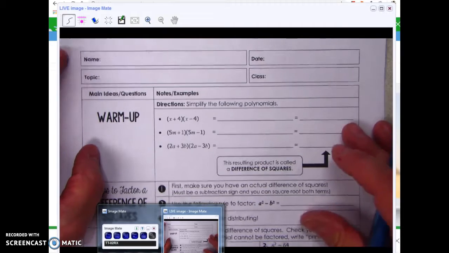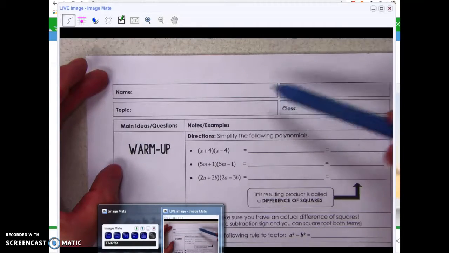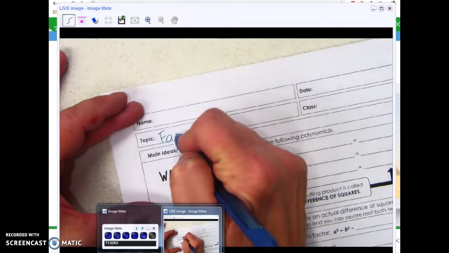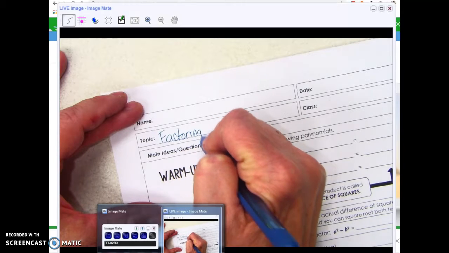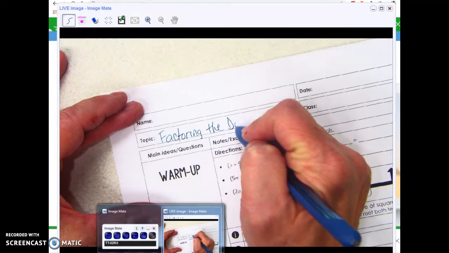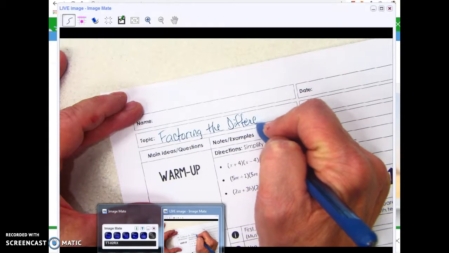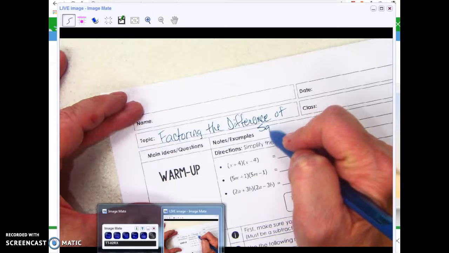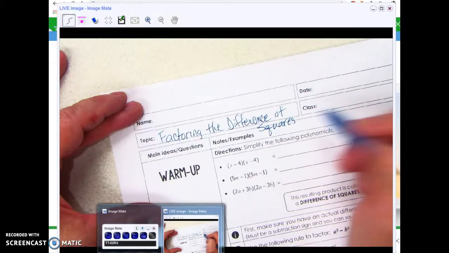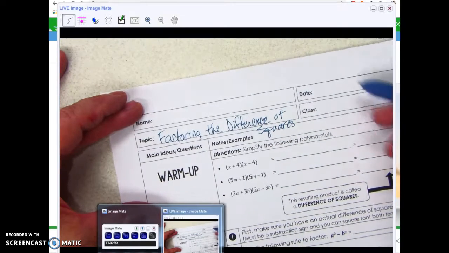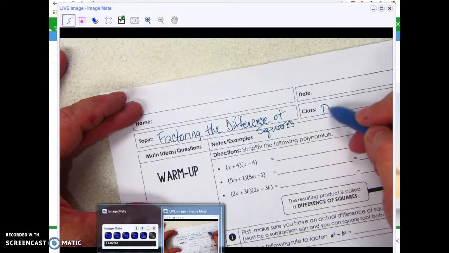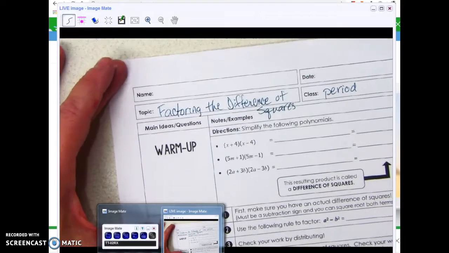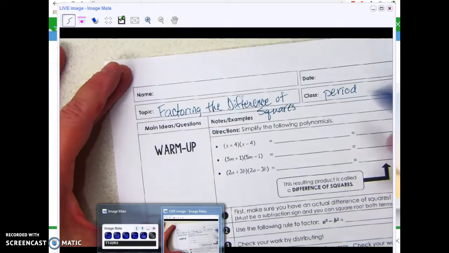First thing, make sure to put your name in the name. The topic is factoring the difference of squares. And for class, put the period that you're in. And the date is December 3rd.